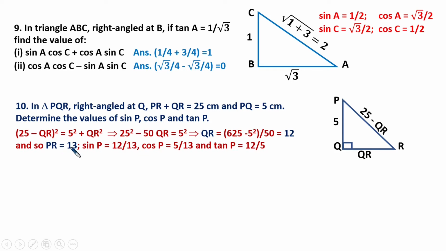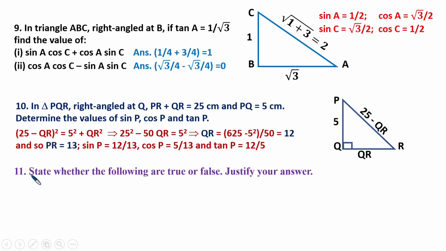Anyway, we have found this sin P, cos P, tan P. So this much is asked, so you should do only this much. Now problem 11, state whether the following are true or false. Justify your answer. The value of tan A is always less than 1. That is false, because tan A, we have shown that it can become 1 by 0, that is not defined.